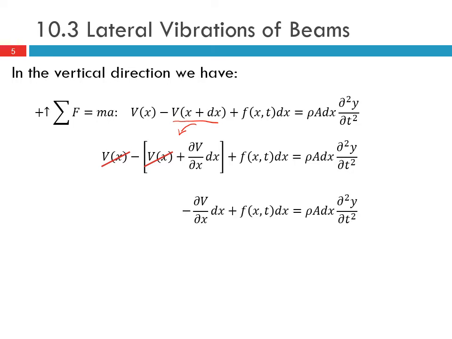Cancel out the v of x terms, and we're left with minus partial v by partial x dx plus f of x and t dx is equal to rho a dx partial 2y by partial t squared. We can cancel out the dx terms, and we're left with minus partial v by partial x plus f of x and t is equal to rho a partial 2y by partial t squared.